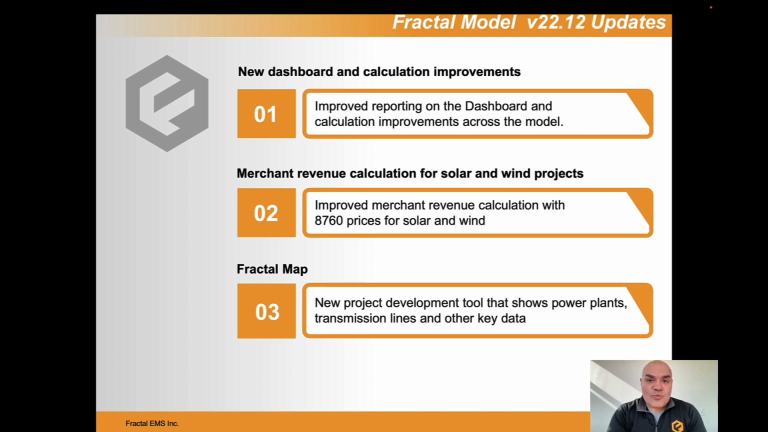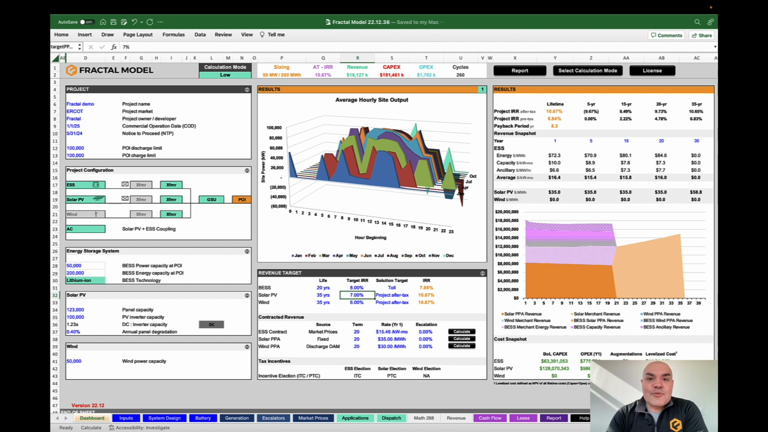And then the last one, our biggest update, it's the Fractal Map. So this is, call it, a beta version of the Fractal Map. We are looking to make some big changes to make a lot of progress in 2023. We'd like to share it with you now, like to get feedback, and we'll make it better and better for you. Let's start with the dashboard on the Fractal model.